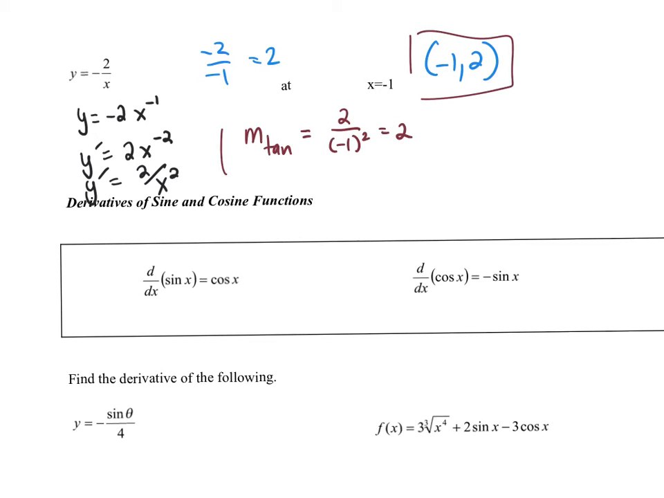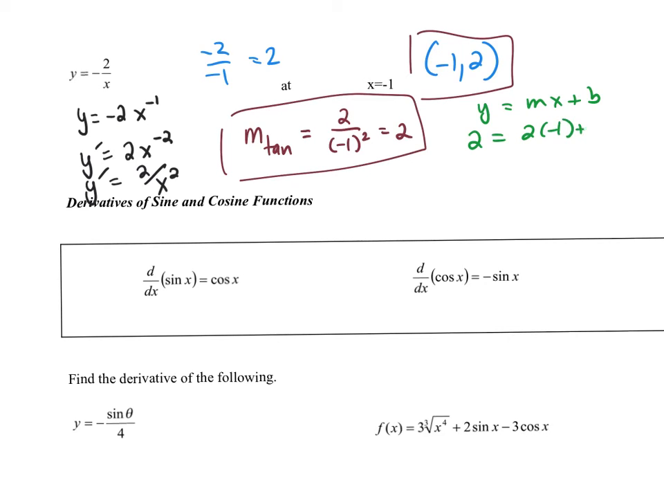So I've got my point, and I've got my slope. Now again, I'll find my y-intercept. y equals mx plus b. So we have 2 equals 2 times negative 1 plus b. That's 2 equals negative 2 plus b. So b equals 4. So my tangent line equation is y equals mx plus b. Again, if you graph 2 over x and you graph this line, you should see it tangent at that point (negative 1, 2).